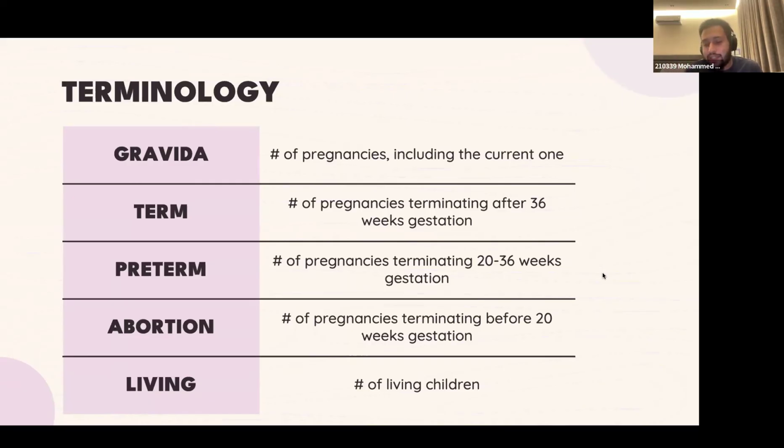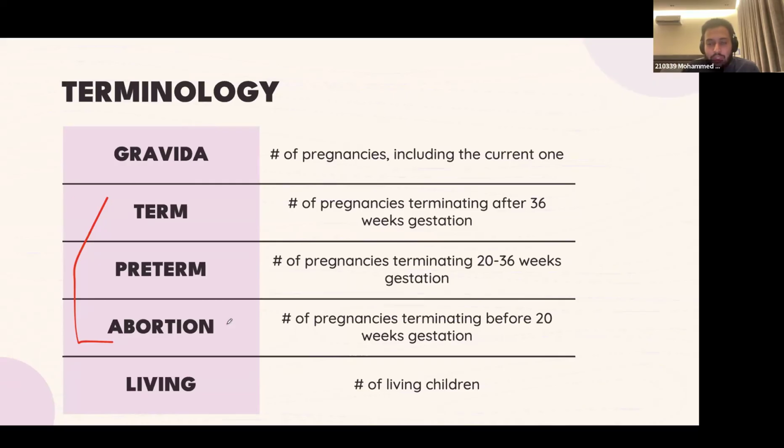To give you an example, you have a patient currently pregnant. She currently has 3 children and she's currently pregnant. Give me the gravida and the para. Para is basically all of this combined. Excellent. Gravida 4, para 3. Good.